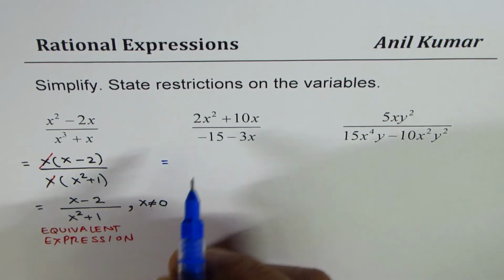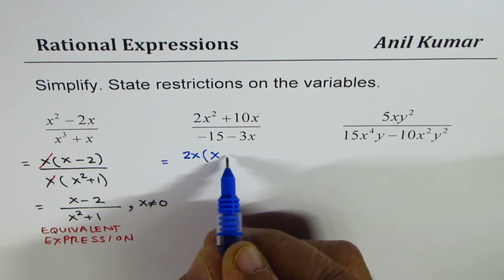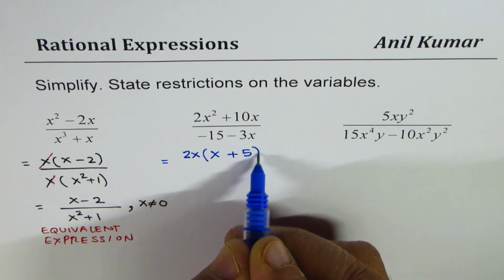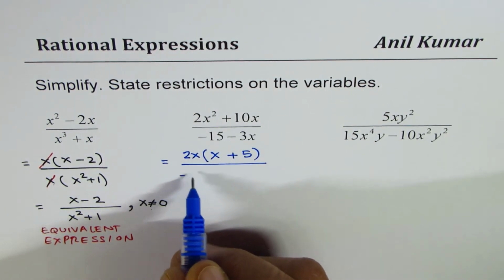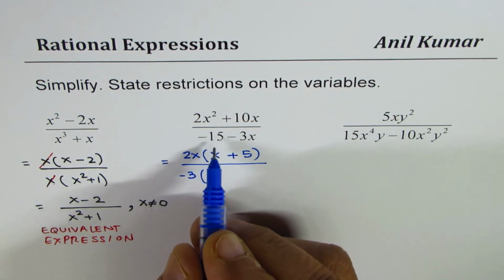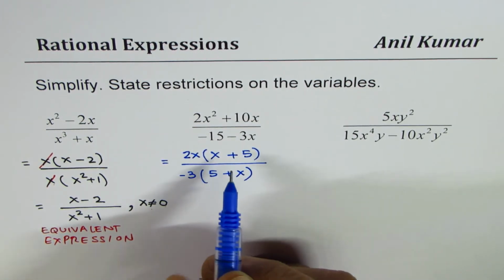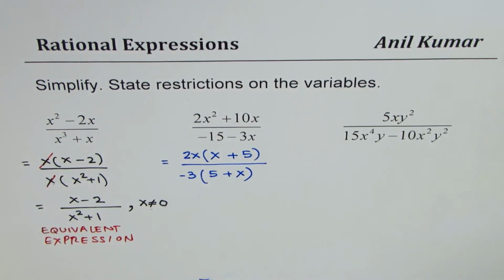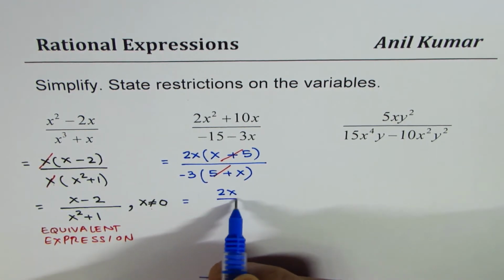Okay. Next one here is 2x squared plus 10x divided by minus 15 minus 3x. So let's factor. We have 2x common in the numerator. We are left with x plus 5. In the denominator, we can take minus 3 common. We get 5 plus x. As you realize, x plus 5 and 5 plus x are the same thing, so they can be cancelled, and we get a simplified form, which is 2x over 3.